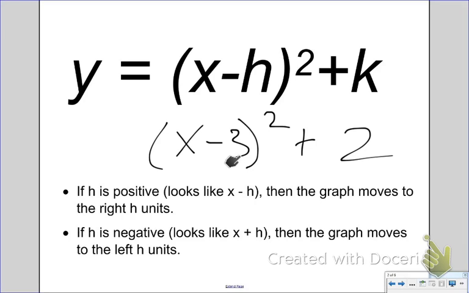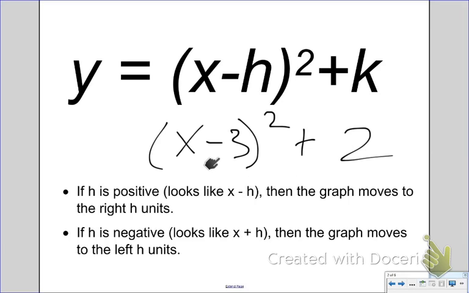Because k is 2, but how do you know? Look at this. I want you to describe to me what you see in the formula that lets you know that k is 2. Why is k not 3? Because k is on the outside. Okay, that's good. K is on the outside of the parentheses. K is what's being added at the end or subtracted at the end.